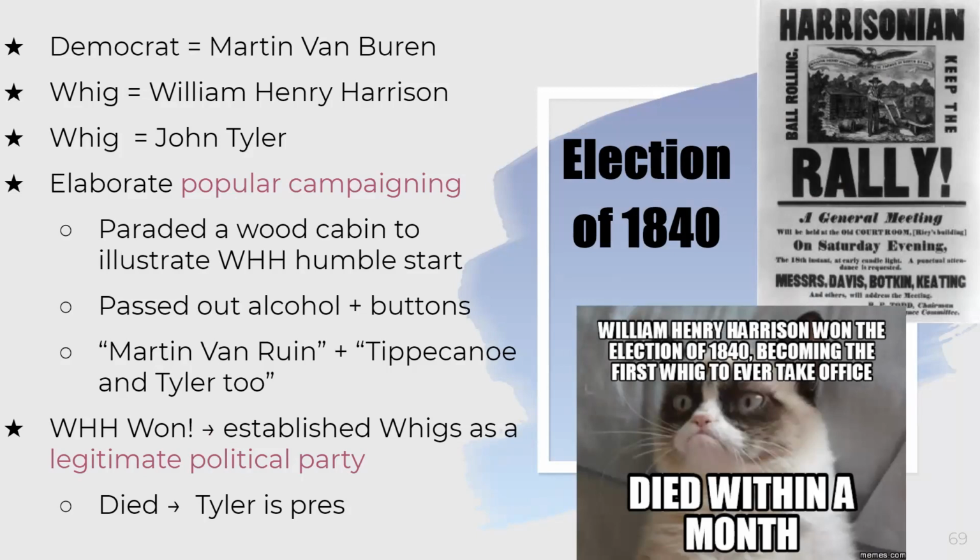So you have Martin Van Buren running again as Democrat. You have 2 Whigs on the ballot, William Henry Harrison and John Tyler. Now, we don't really care about necessarily who became a president. It's how they became a president. William Henry Harrison was seemingly winning because of his tactics, this popular campaigning that occurred.